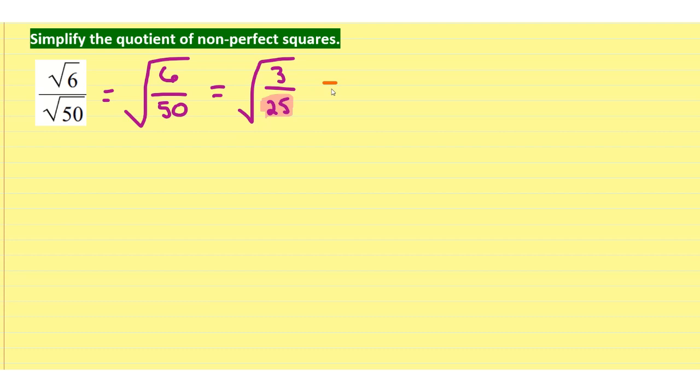We're going to take the square root of the bottom. So the square root of 3 is still not easy. We're going to leave it there. But the bottom is square root of 25, and that is going to be 5. Since I cannot take the square root of a 3, I'm going to leave it as is, and that is my simplification of this quotient of two non-perfect squares.